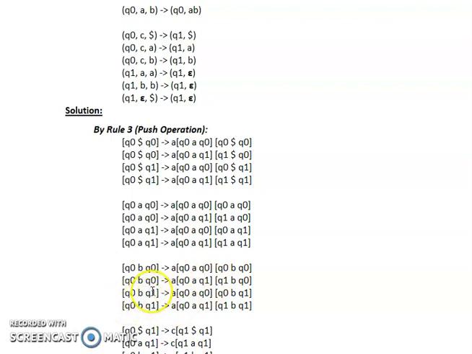Now next, suppose we are having Q1 over here. So we are going to copy Q1 over here. And if Q0 is here, then Q0 will be copied over here. Similarly, Q1 over here, then the ending will also be Q1. And since Q1 is taken over here, Q1 will be copied over here.